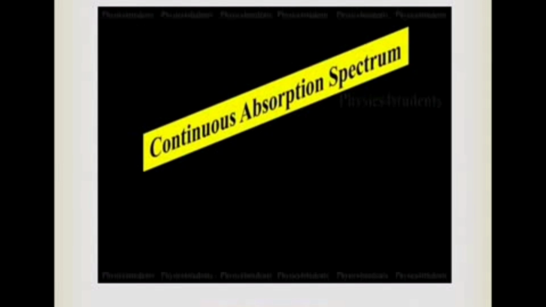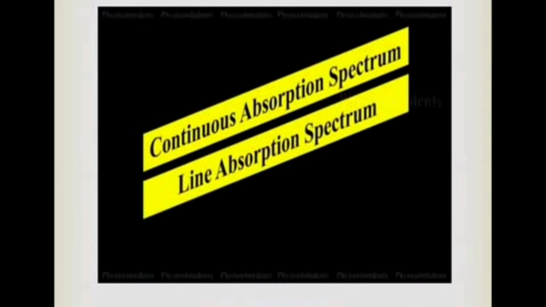Absorption spectra is again classified into 3 types: continuous absorption spectra, line absorption spectra, and finally band absorption spectra.